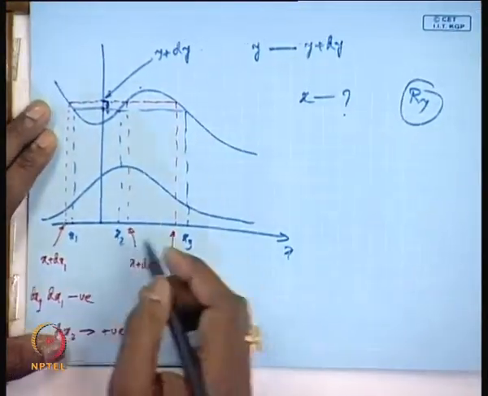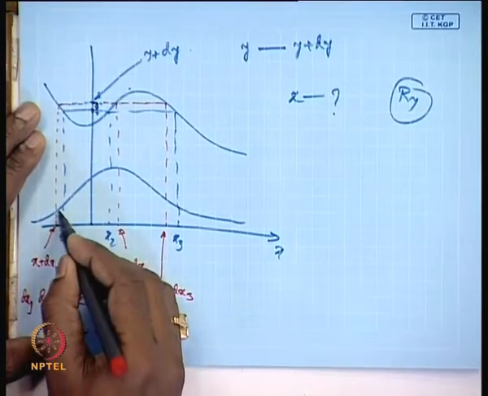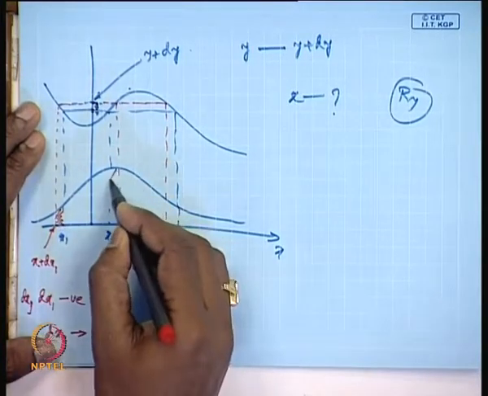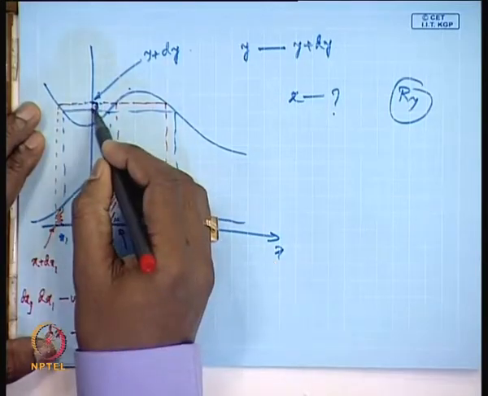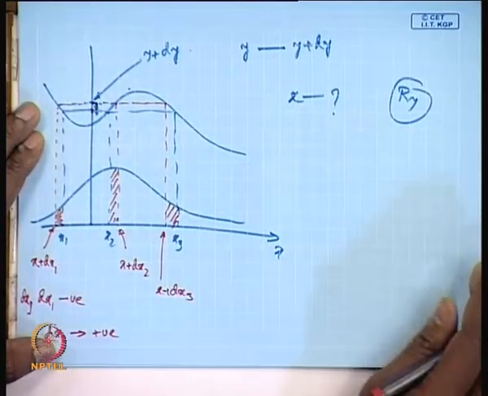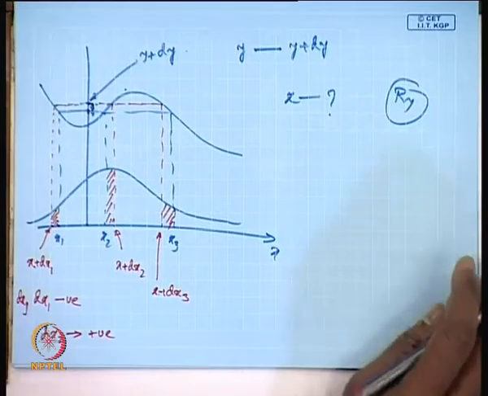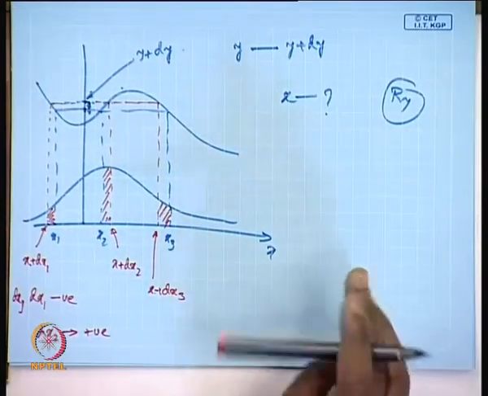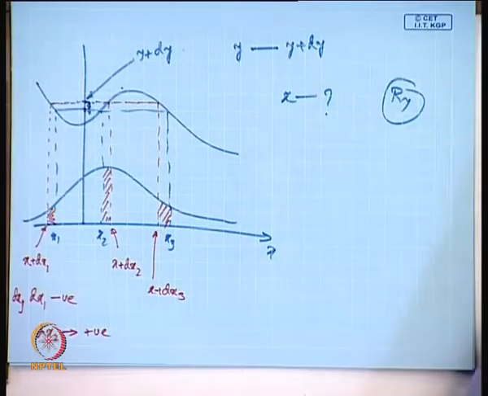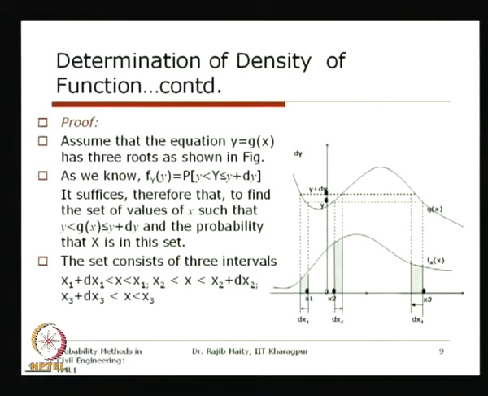Okay. Now what we have to get here is that these are the set that we are talking about, which is covering this y2, y1. These are the three areas that are changing for the random variable x. So this is what is explained in this figure here.